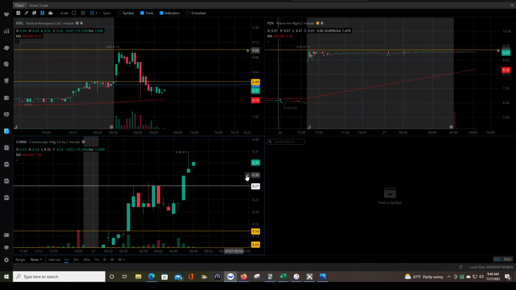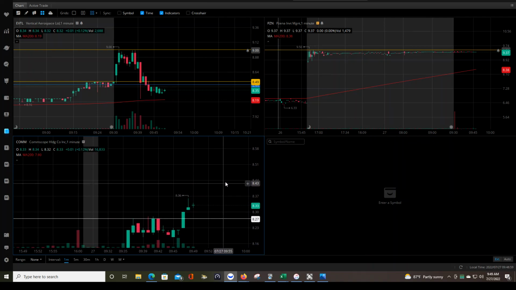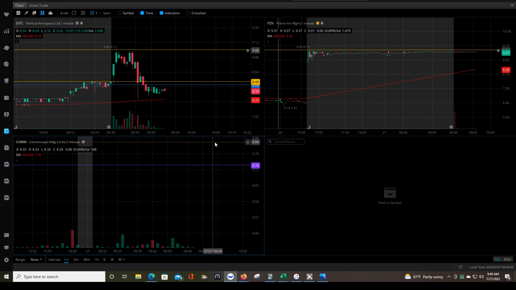Yeah, so there's no way that we could take a trade on this, because if it comes down below this white line, then we're still way below the 200 MA, which is way up here. So we have to ignore COMM.